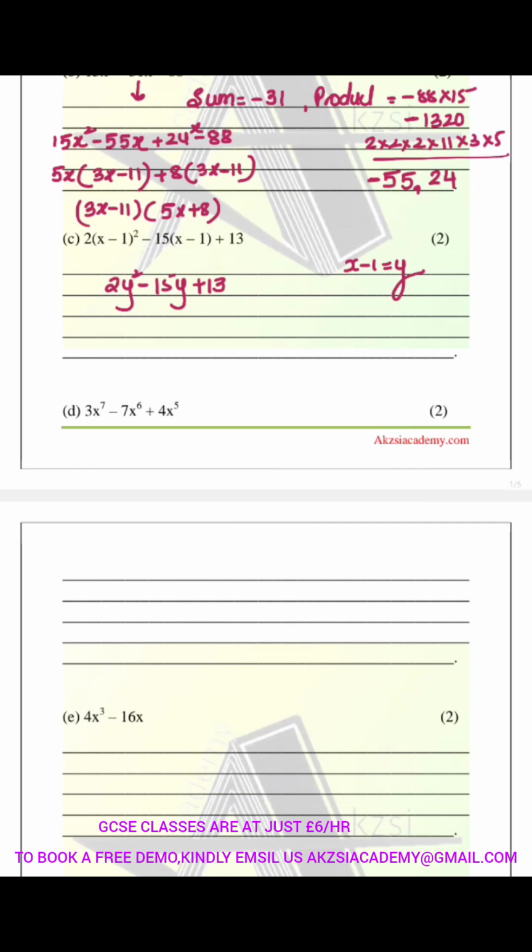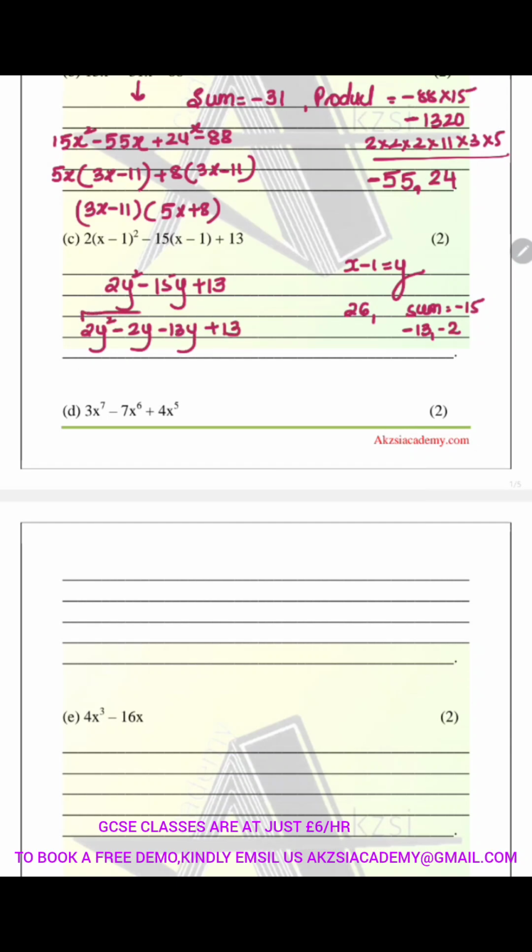It's very simple. The product should be 13 times 2, which is 26, and the sum should be negative 15. If the sum is negative and the product is positive, that means both numbers are negative. And the two numbers are definitely minus 13 and minus 2. That's very simple. Let me split the middle term: 2y squared minus 2y minus 13y plus 13.